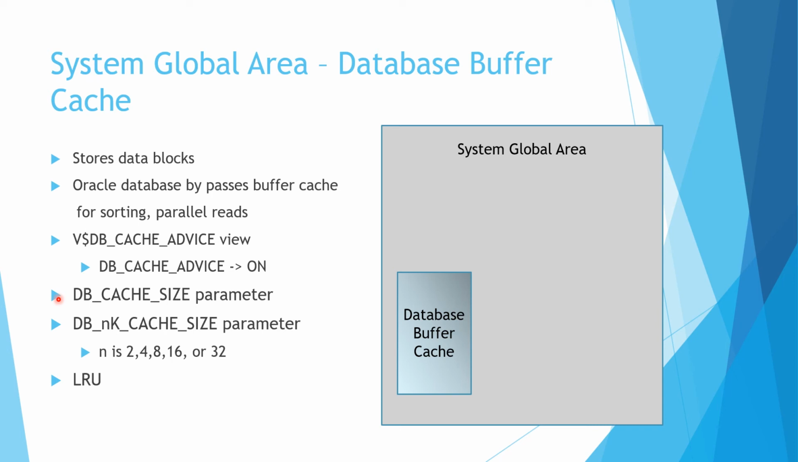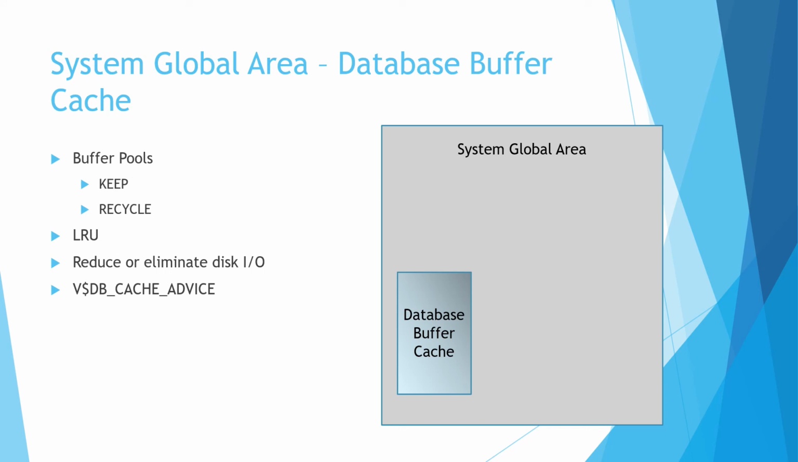Users can create table spaces with non-default block sizes for performance reasons. In such cases, separate caches of various block sizes can be created. The initialization parameter db_cache_size is used to configure the size of the database buffer cache. The buffer cache is managed using the least recently used algorithm.